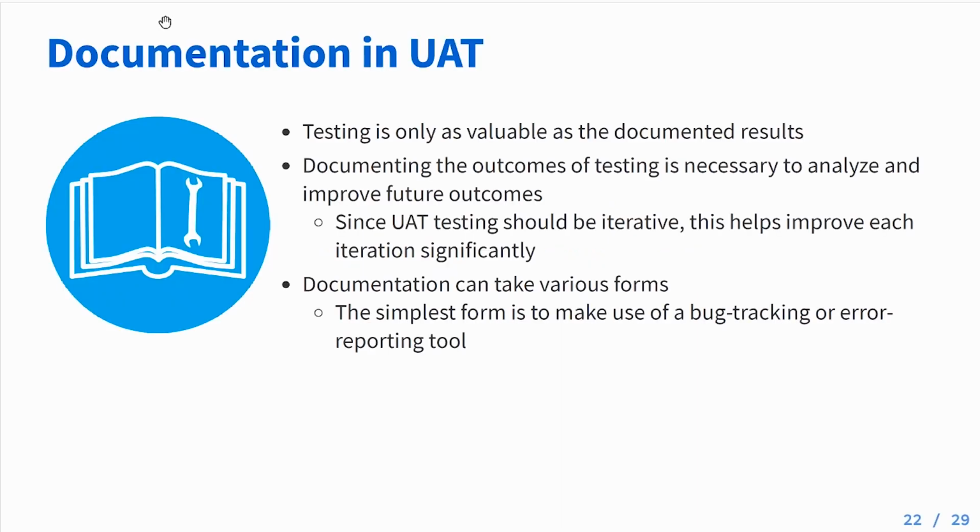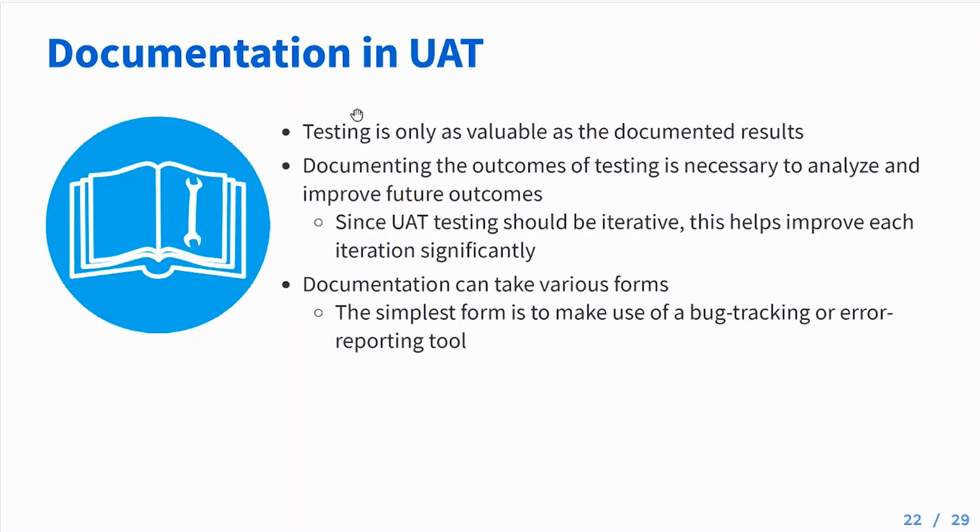Which leads us into our next step, documentation. Documentation in UAT is very important. Really, testing is only as valuable as the documented results. So if we're not keeping track of these testing results, then none of this UAT means anything really. 2, documenting the outcomes of testing is really necessary to analyze and improve future outcomes. So again, if we're not documenting this, we don't have any sort of history to look back upon. UAT testing needs to be iterative, so this will help improve each iteration significantly.